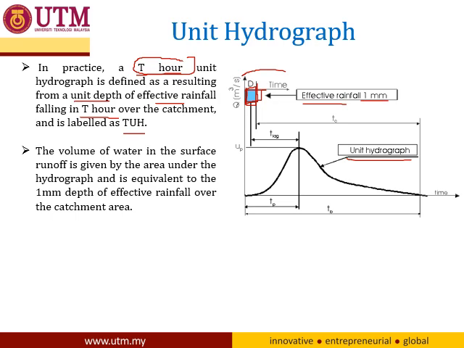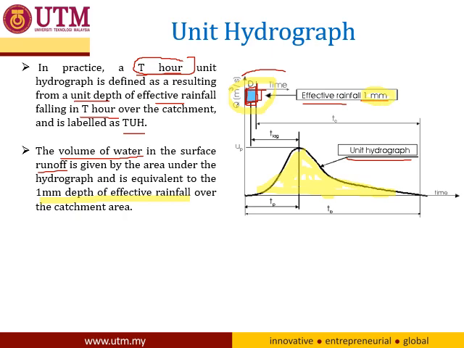And what else? The volume of water in the surface runoff. This is the runoff volume, right? The volume of water in the surface runoff is given by the area under the hydrograph. You should understand by now. Where is runoff? Runoff is the area underneath this hydrograph and above the base flow. The surface runoff is given by the area under the hydrograph and is equivalent to the 1 millimeter depth of effective rainfall. Remember, the effective rainfall is 1 millimeter.